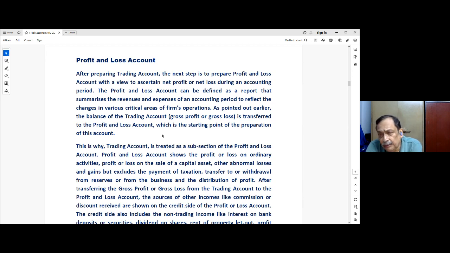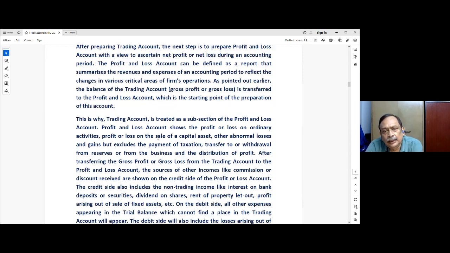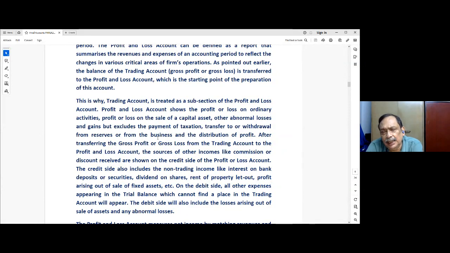Now, I have already pointed out that earlier, the balance of the trading account, gross profit or gross loss, is transferred to the profit and loss account, which is the starting point of the preparation of the profit and loss account. For this reason, the trading account is treated as a subsection of the profit and loss account. Mind this.